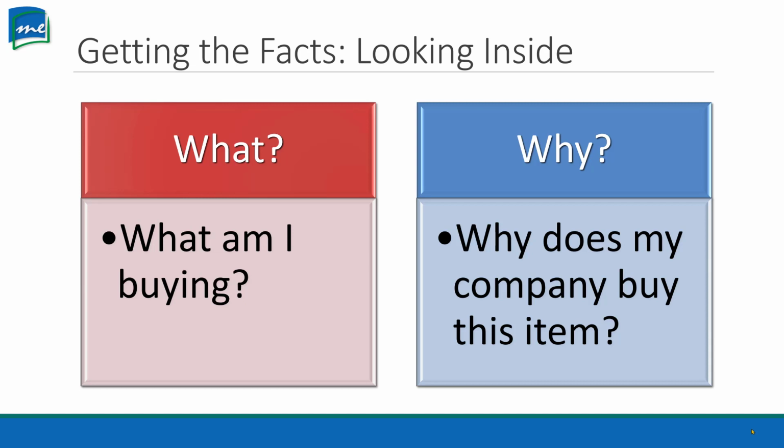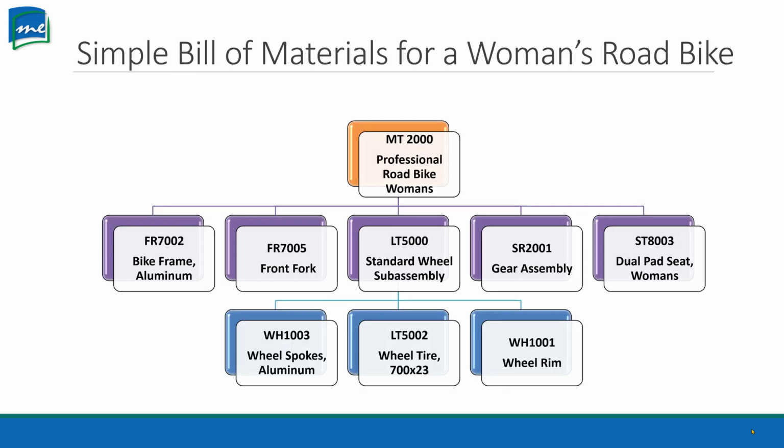So let's change this up a little and look at a sample bill of materials for a woman's road bike. A professional road bike for a woman, model number MT2000. Well, you need a frame, a front fork, a standard wheel subassembly, a gear assembly, and a dual pad seat for a woman. We have that subassembly in there, the standard wheel subassembly. Under that, we have the wheels and spokes, a tire, and a wheel rim. You need those three pieces to make that standard wheel subassembly.